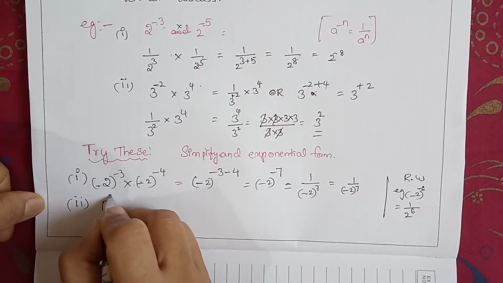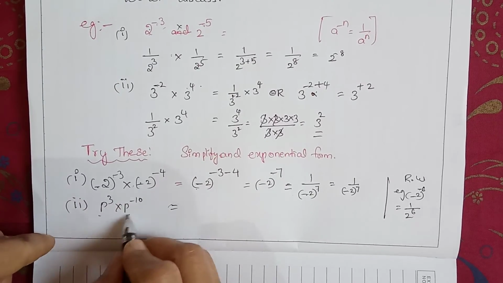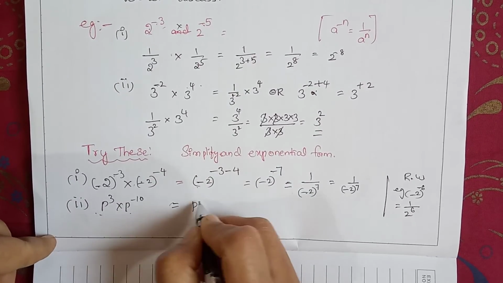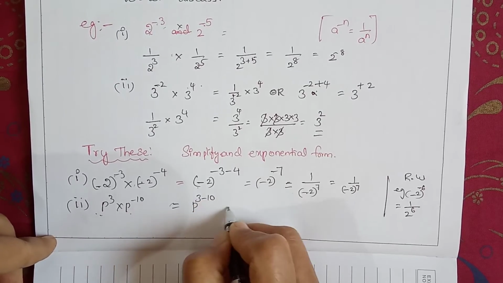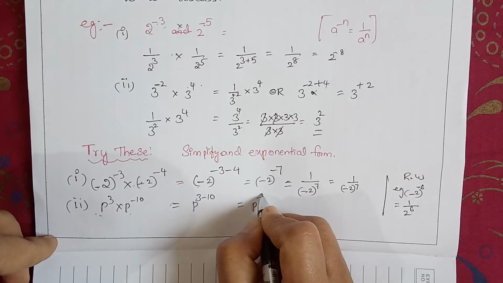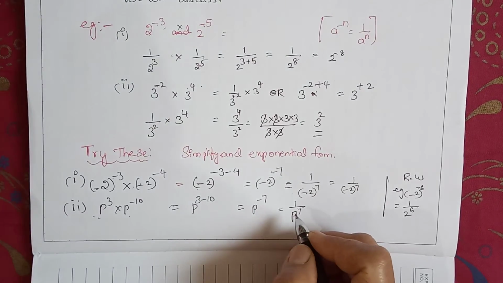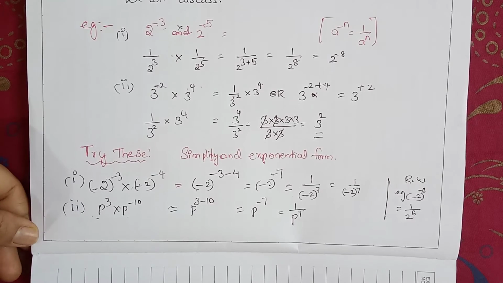Next question: p to the power of 3 into p to the power of minus 10. Again here the bases are equal. We can add the powers directly. What will you get? Plus 3 minus 10, minus 7. This one also we can write as 1 by p to the power of 7.